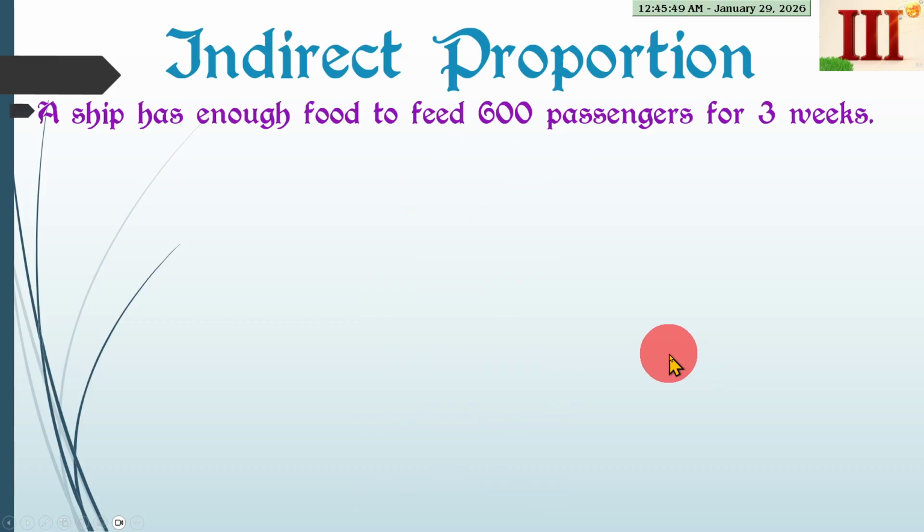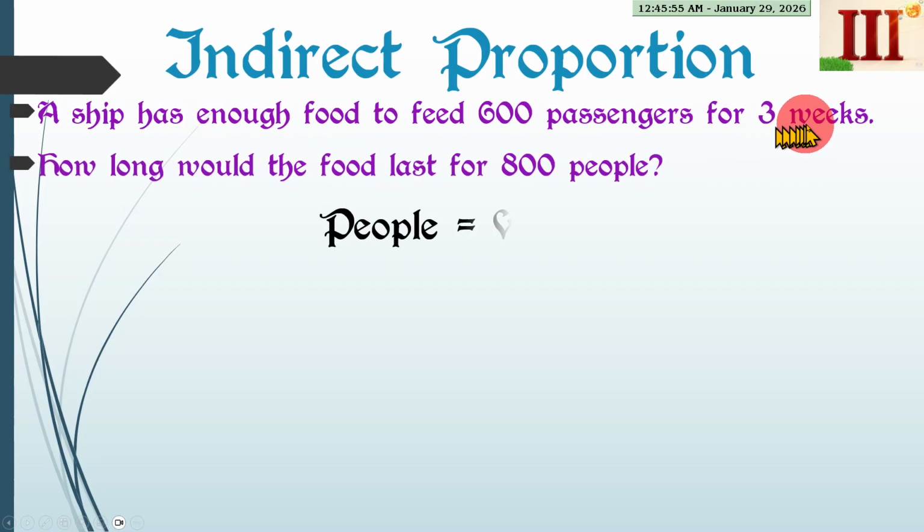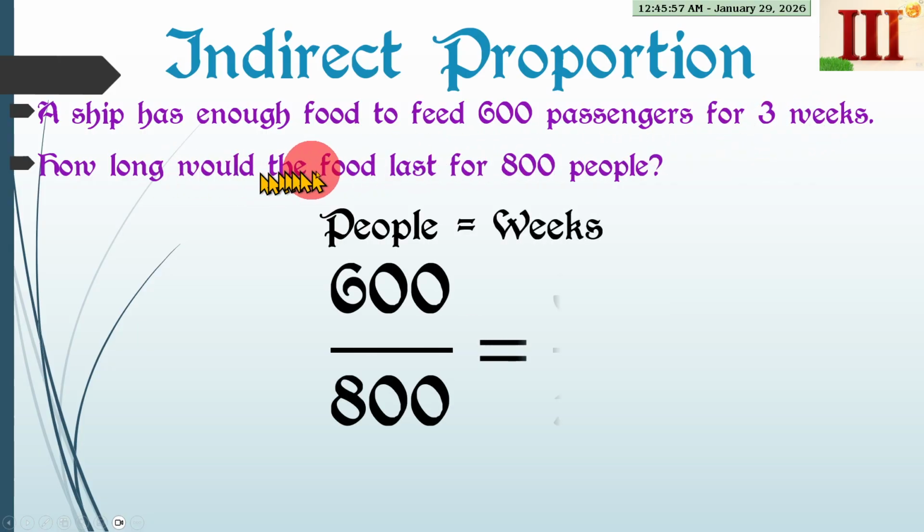So let's move on and look at an example. You have a ship. There's enough food to feed 600 passengers for 3 weeks. How long would the food last if there were 800 people? Once again, we have 600 passengers, and the number of passengers increases. If you have more people eating the food, then the food is not going to last as long. So this is a situation of what we call inverse. As you increase the people, time goes down. So notice we have the 600 and the 800 for the people, and the 3 and the x for the weeks, because we're trying to figure out how long.